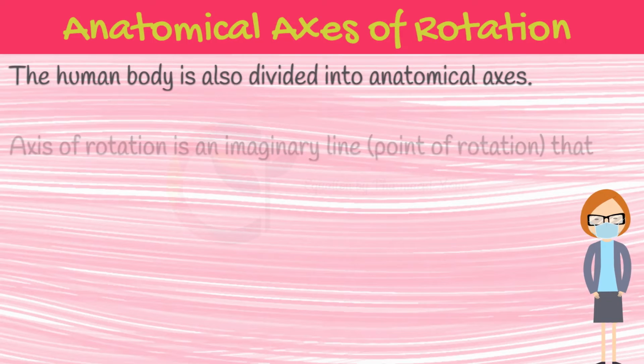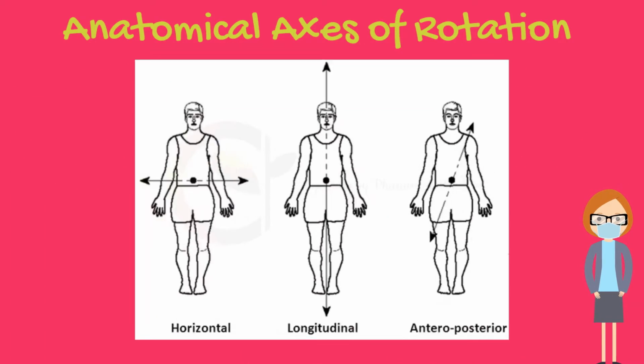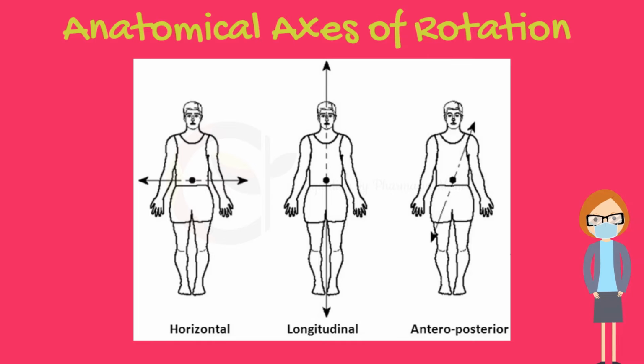The human body is also divided into anatomical axes. Axis of rotation is an imaginary line that passes through a joint or the body to describe the movement. There are three primary axes of rotation. This diagram demonstrates three of them. We will discuss them one by one.